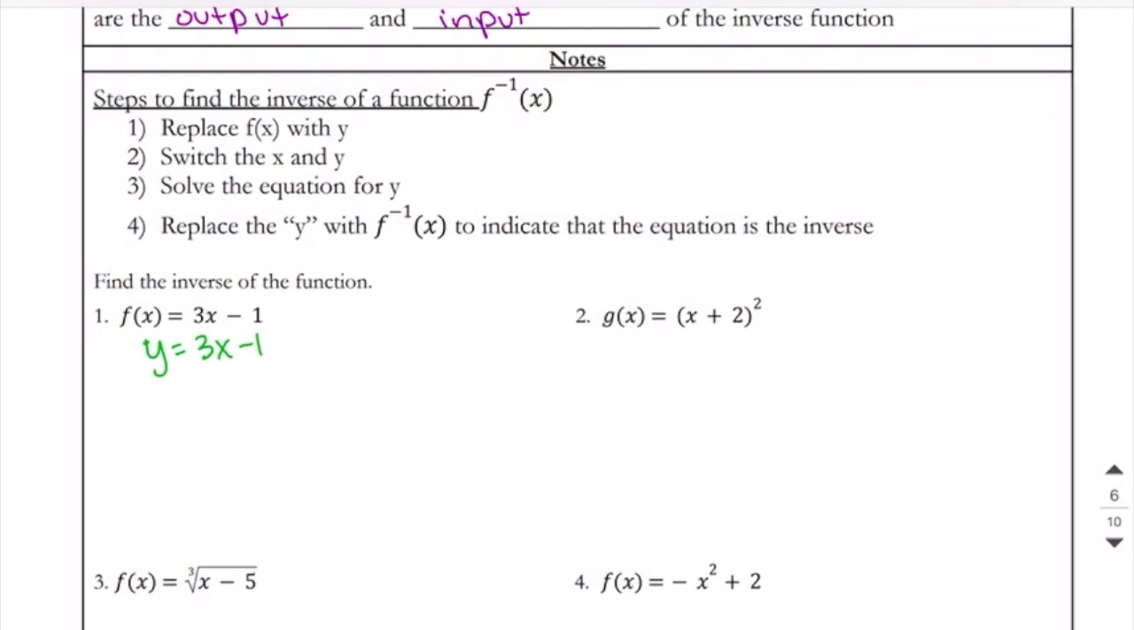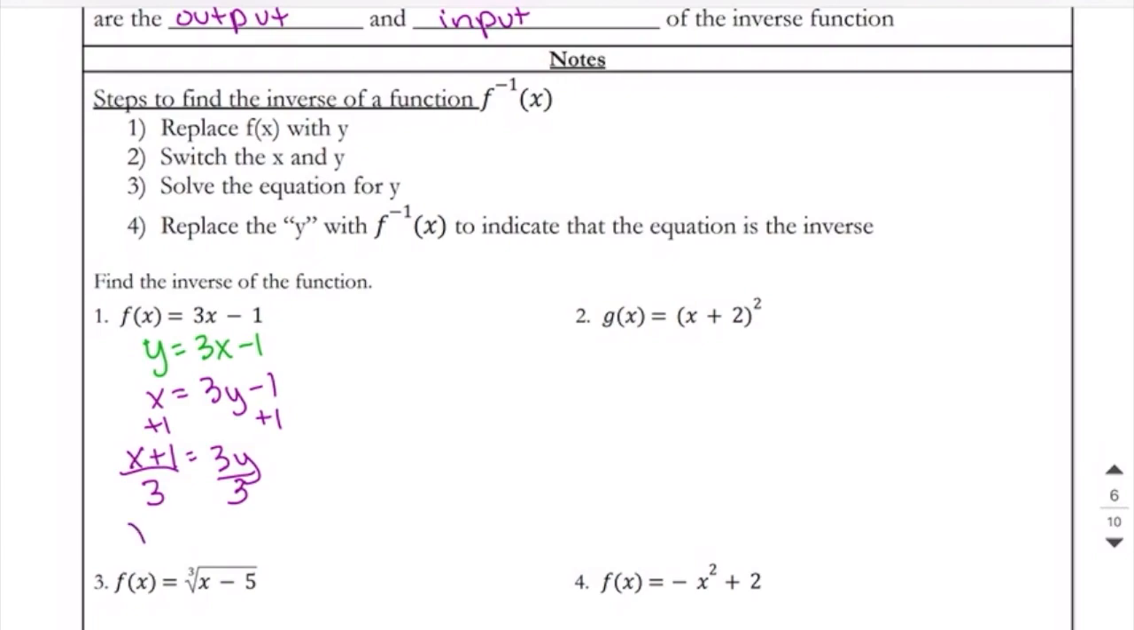And then we're going to switch the x and y. So when the x and y switch places, we're going to end up with x equals 3y minus 1. And you're going to solve for y. That's it. So we're going to add our 1 over. And then you're going to divide everything by 3.